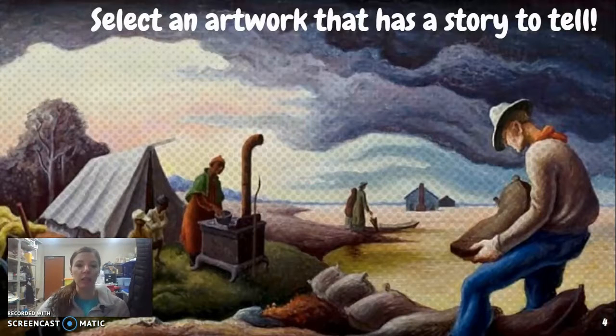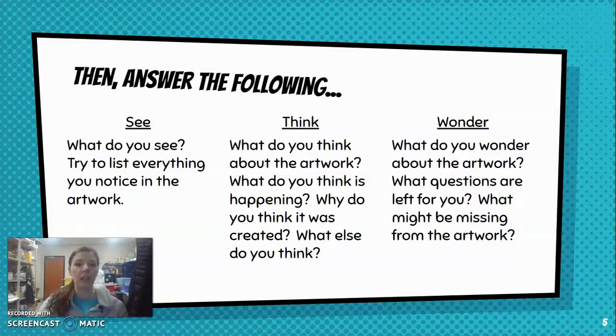So you always want to select an artwork that has a story to tell, so I have given you a choice of 3 artworks which are in the Google Classroom. I do believe this is one of the artworks you can choose from, but there are 2 other ones as well. You're going to select the one that you think has the most interesting story to tell. Then you have to answer the following about each painting or each artwork.